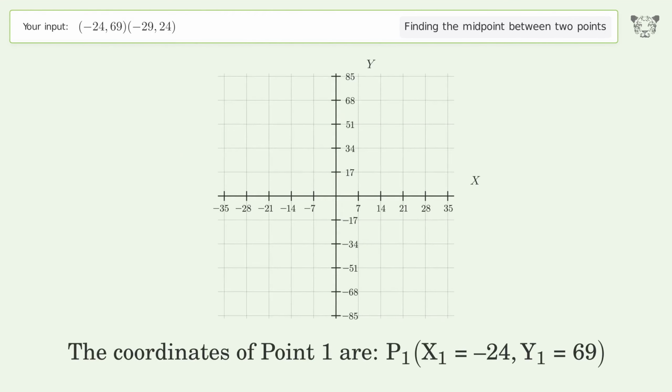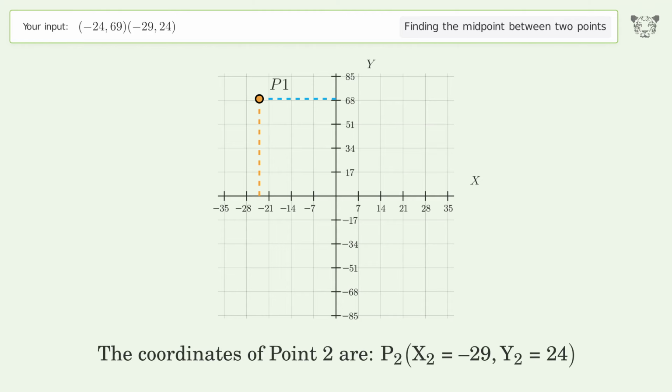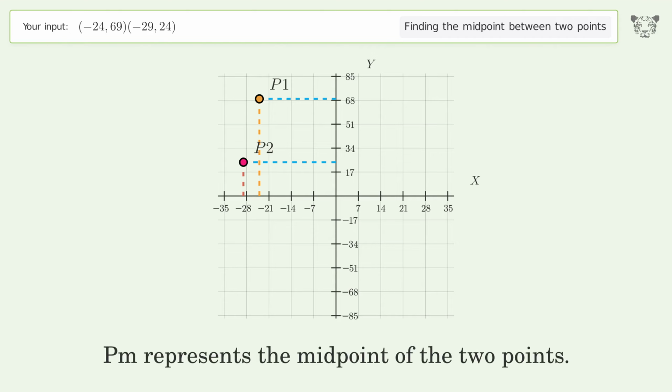The coordinates of point 1 are x1 equals negative 24, y1 equals 69. The coordinates of point 2 are x2 equals negative 29, y2 equals 24. PM represents the midpoint of the 2 points.